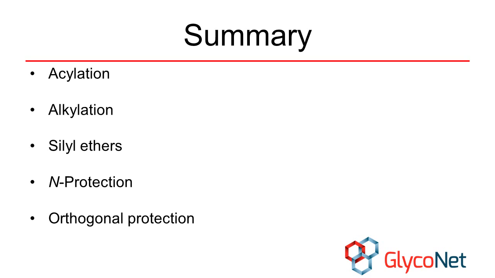To summarize, you have now been introduced to some of the most common protecting groups used in carbohydrate synthesis, including acyl groups, alkyl groups, silyl groups, and amine protecting groups. We've also discussed the concept of orthogonal protecting groups. This knowledge will come in useful in the glycosylation module, where we will introduce the concept of orthogonal glycosylation and discuss the factors influencing the rate of reactions.